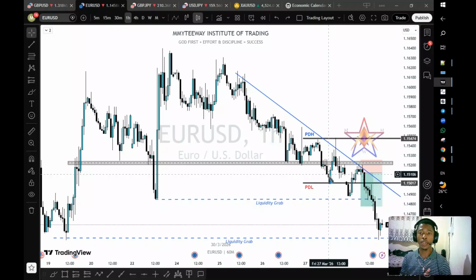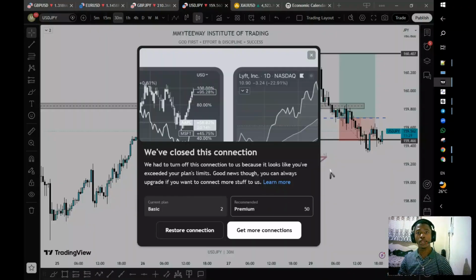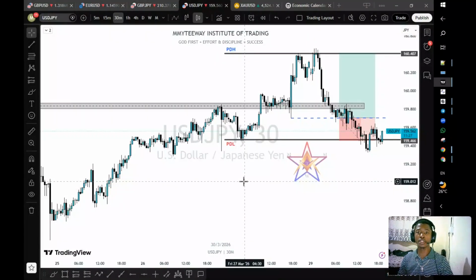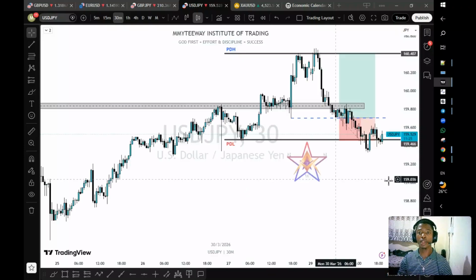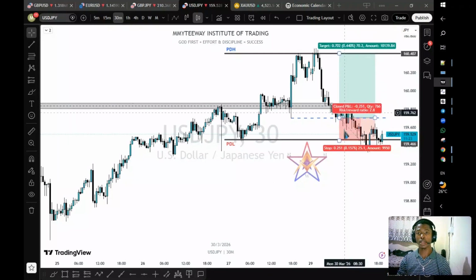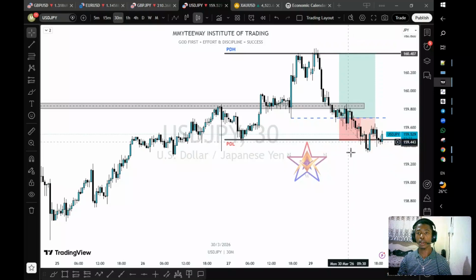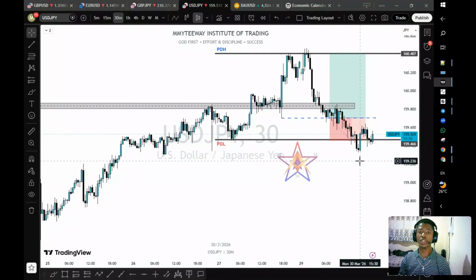I'm just trying to aim for the A plus setup. Then we go to our third pair, USD/JPY. This was a straight stop loss. It went a bit into some profits, about 0.5 of our risk, about half of our risk, and then went straight for our losses. Everything was according to plan.